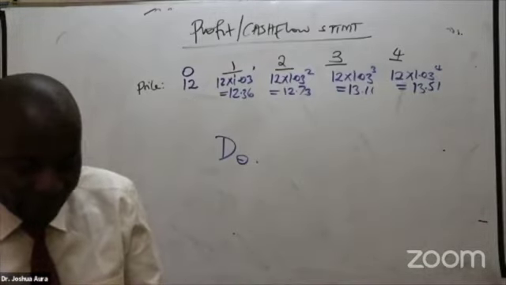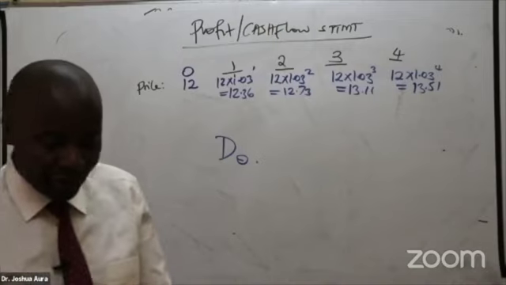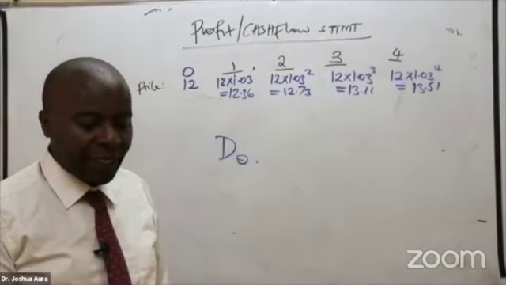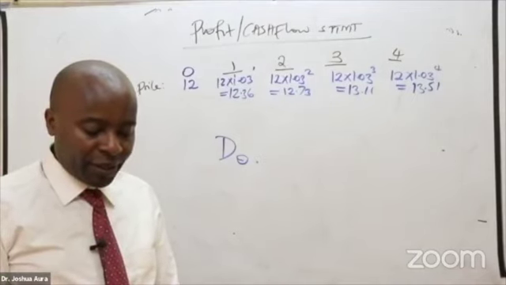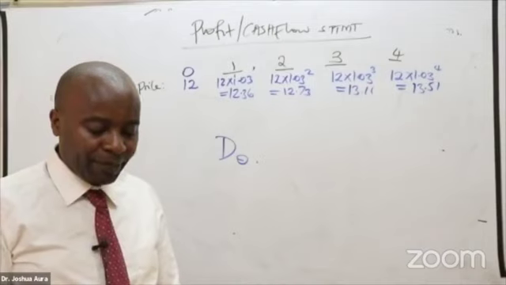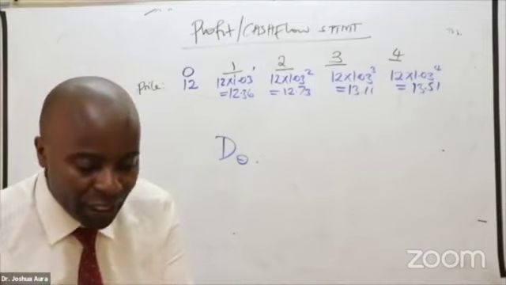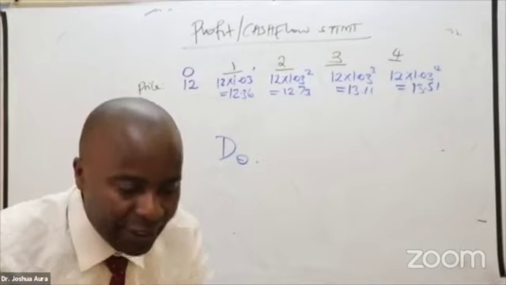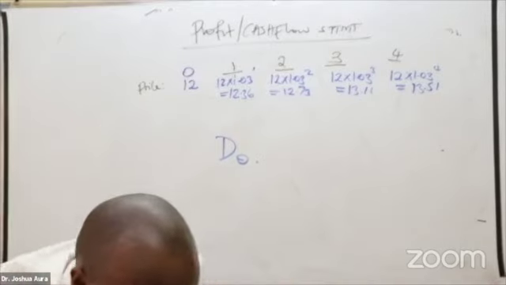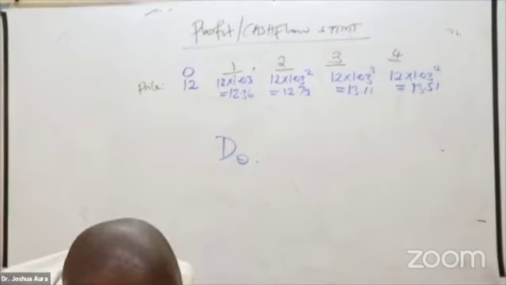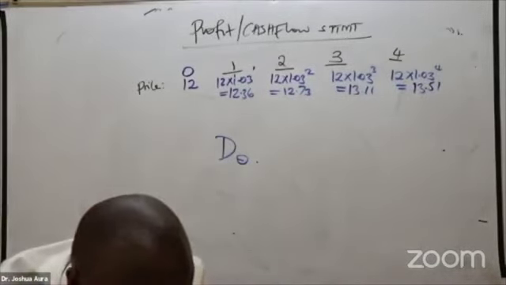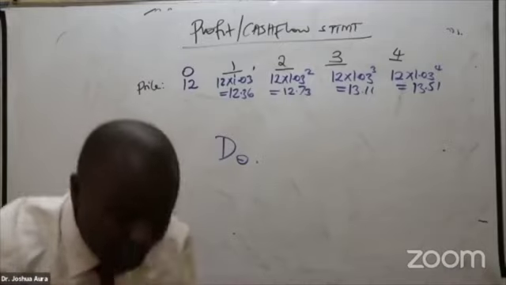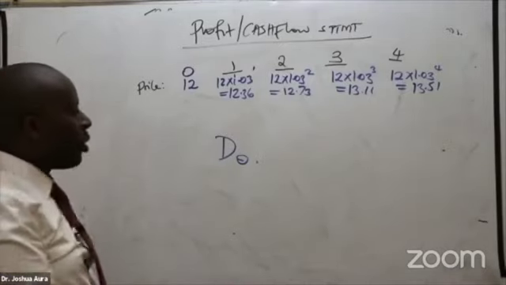Now, ladies and gentlemen, go to the next paragraph there. The next paragraph is talking about what? Variable cost of production.